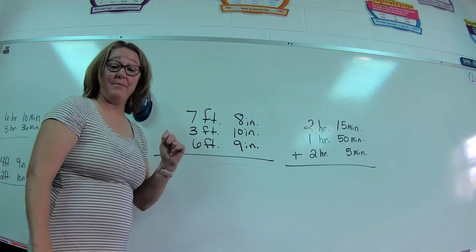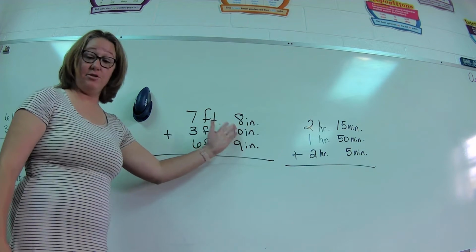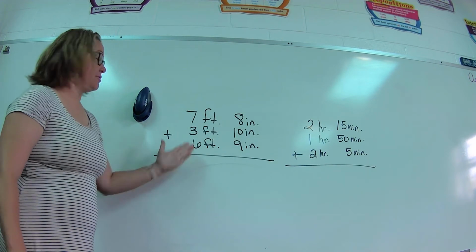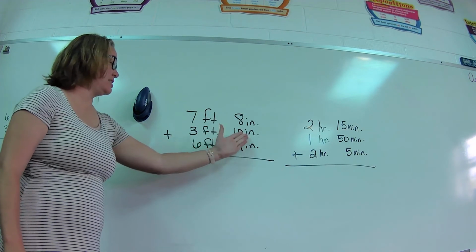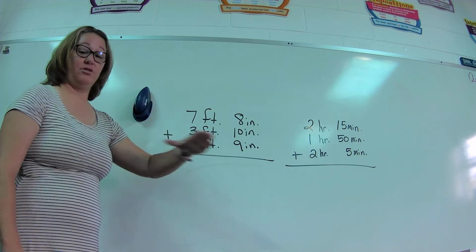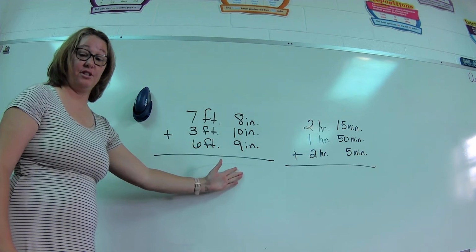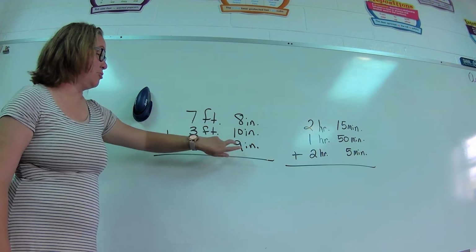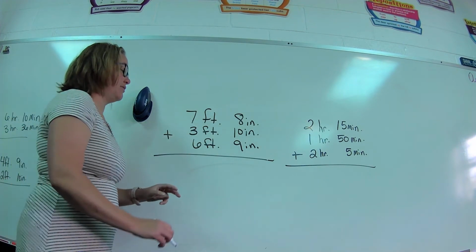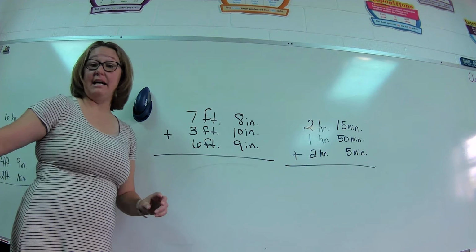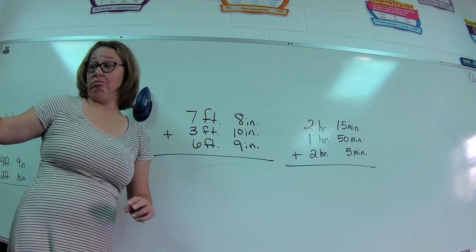Okay, so we have some problems up here. We have some compound measures, and we're going to add them together. So 7 feet 8 inches, 3 feet 10 inches, 6 feet 9 inches. First, we're going to add our inches together. So we have 18 plus 9. If you have 18 plus 9, what do you have? Good question, right?